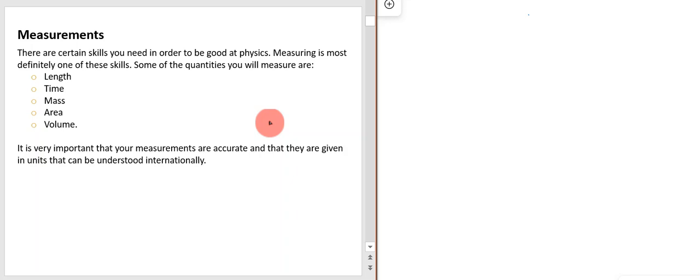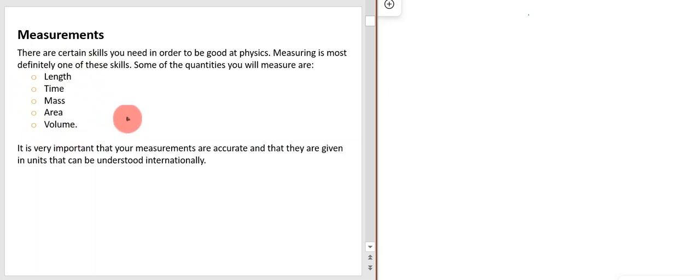Okay, so what are some of the quantities that you will learn how to measure? There are different skills you need in order to be a good physicist, and measuring is most definitely one of these skills. Some of the quantities you will measure are length, time, mass, area, and volume as well. We'll go through these briefly in this lesson, but in subsequent lessons we will look at these in more detail. There are also a lot of other properties that we will go into in more detail as we progress through the physics section.